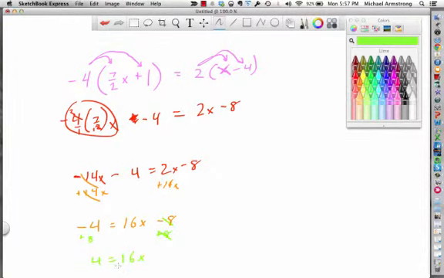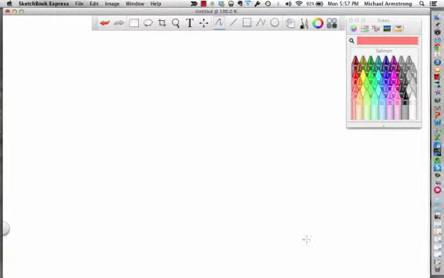And the next step would be to divide both sides by 16, because you got to get that done. And 16 over 16 is just 1, so that leaves you x all by itself. And 4 over 16 is the same as 1/4. So our answer is actually x is 1/4. Okay, that's it. One more sample distributive property question.